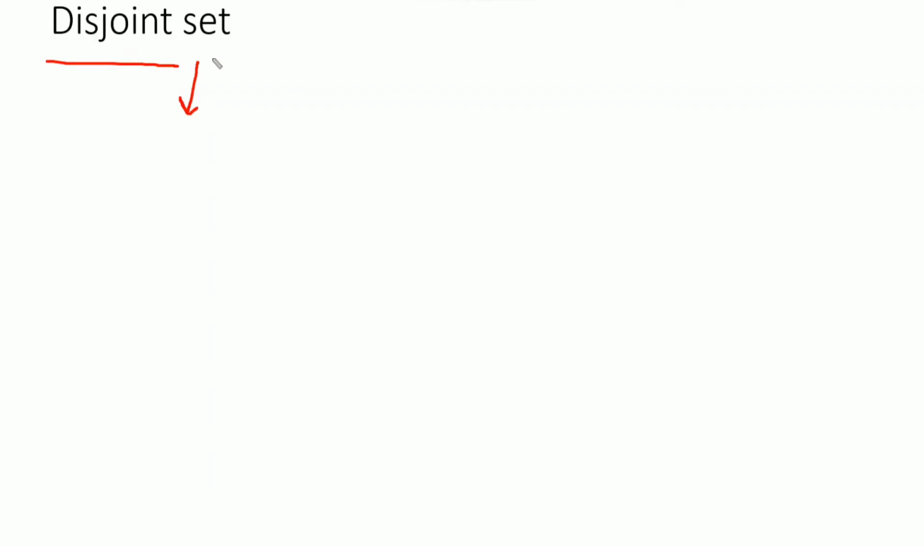If we consider the definition of disjoint set as per set theory, it means that there will be more than one set, and the intersection of the sets will be what? It will be 0. So the sets which are not overlapping each other are known as disjoint sets.